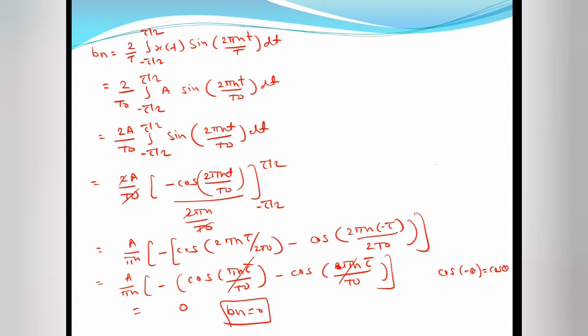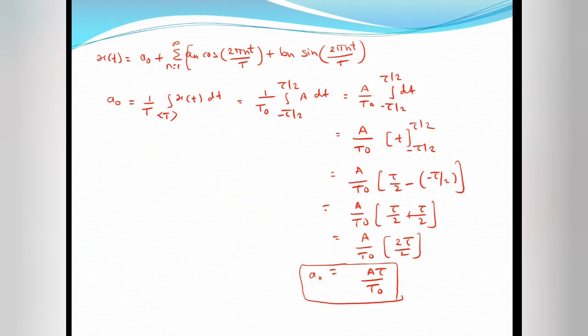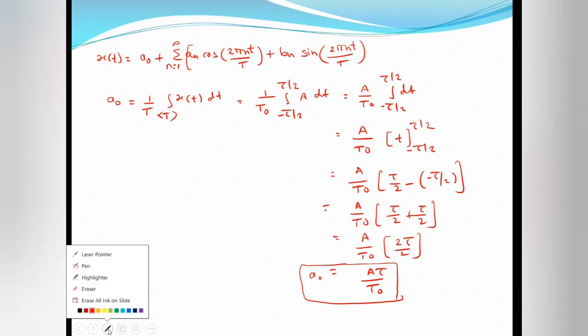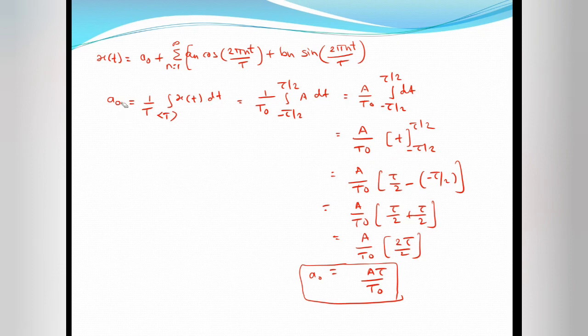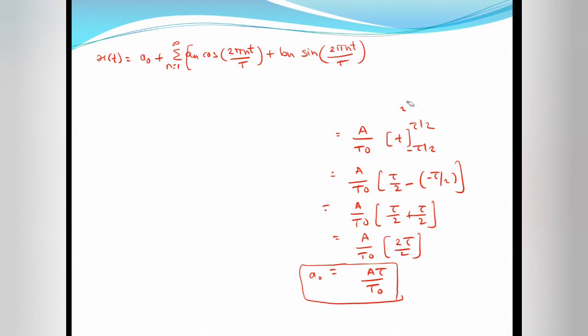So these are all coefficients of the trigonometric Fourier series, and then we are going to put all these values in the standard equation, and then we are going to write the final equation for x of t. So now let us substitute this value of a0, an and bn in the trigonometric Fourier series, and let's see what is the final answer for this rectangular waveform.